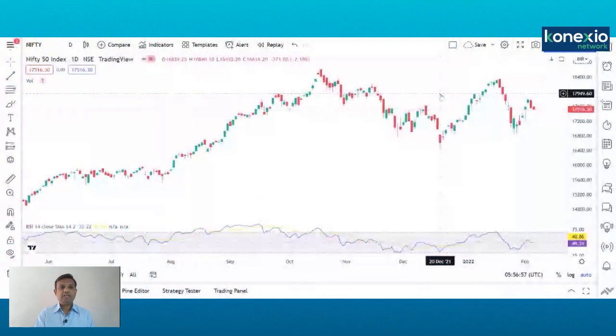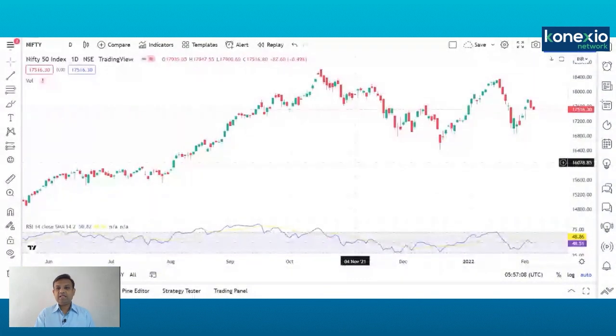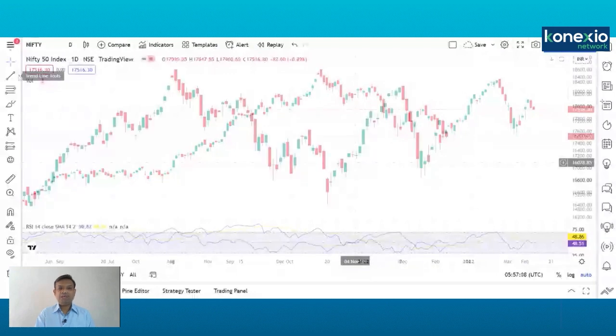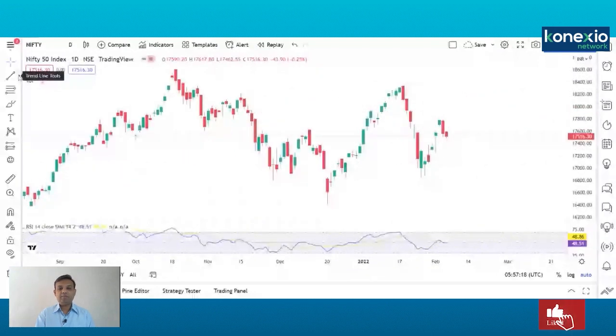Now this is the daily chart of the Nifty. This is the RSI, and what we have seen is, let me zoom this chart, Nifty has been moving highly volatile. The volatility in the recent past was very high, and that can be carried forward in the coming days also.